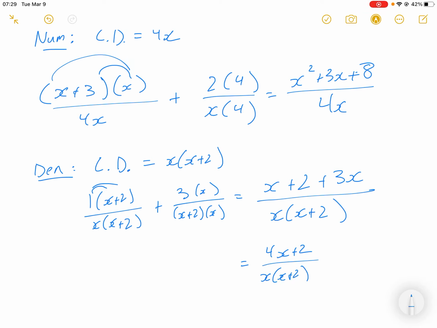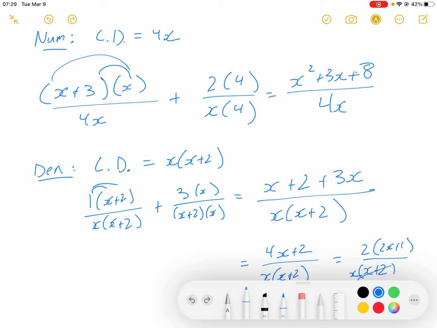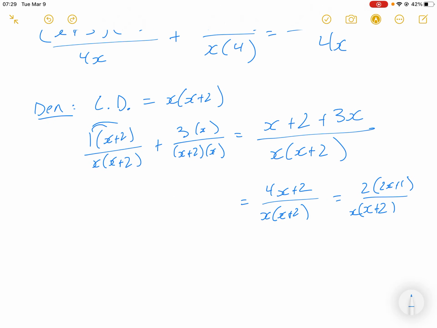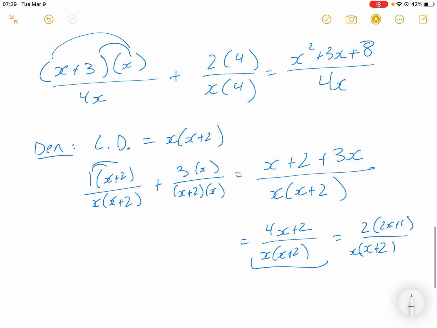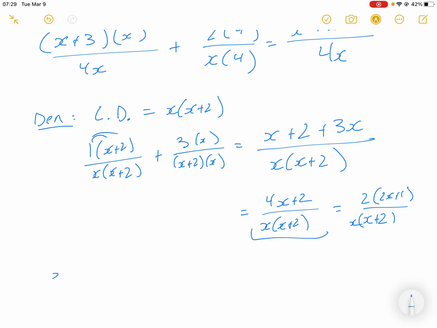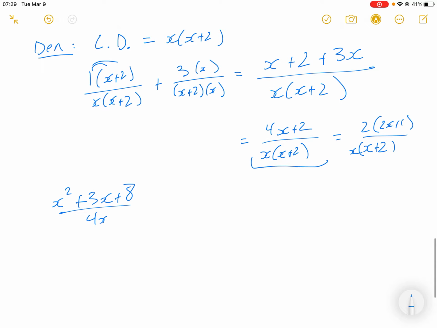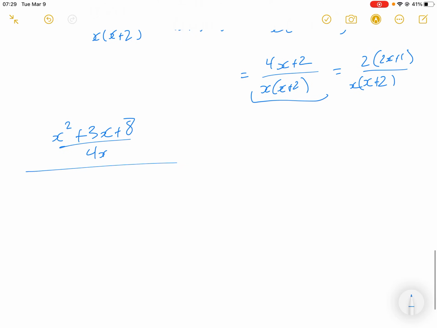And just as a quick check, I could factor the numerator, so I would end up with 2 and then 2x plus 1. But notice you can't cancel any of these, so we don't actually need to worry about factoring the numerator. So we'll stick with this as our term. Okay, so let's put it all back together now. We have our numerator and our denominator. The numerator was x squared plus 3x plus 8 over 4x. And then the denominator is 4x plus 2 over x times x plus 2.